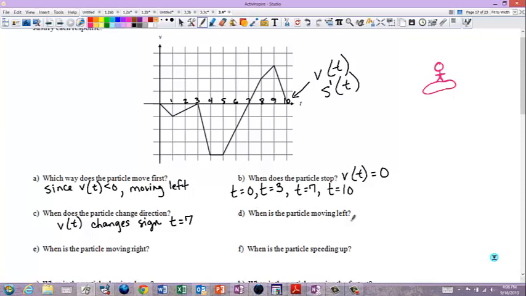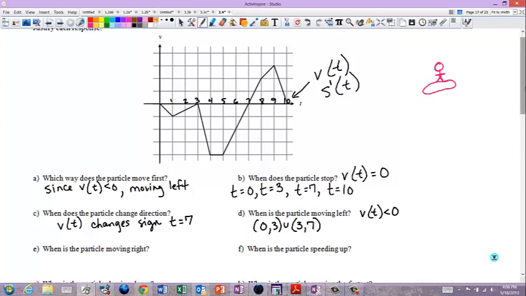When is the particle moving to the left? Well, the particle is moving to the left when the velocity is less than 0. Or, again, remember that what we're looking at is when it's below the x-axis. So it's below the x-axis from 0 all the way to 7, but at 3 it's actually 0. So from 0 to 3, and from 3 to 7, it's below the x-axis. It's negative. I can't include 0, 3, and 7 because they're zeros.